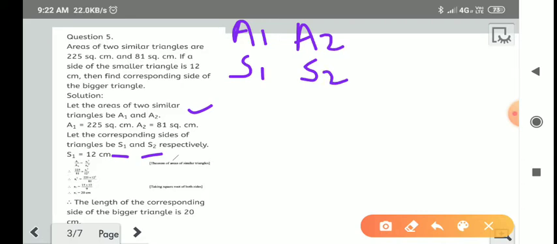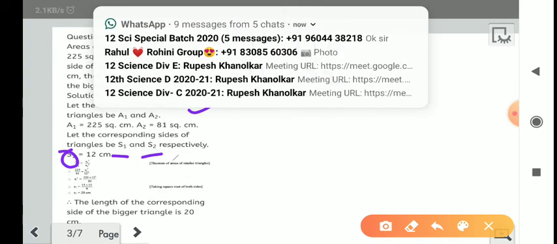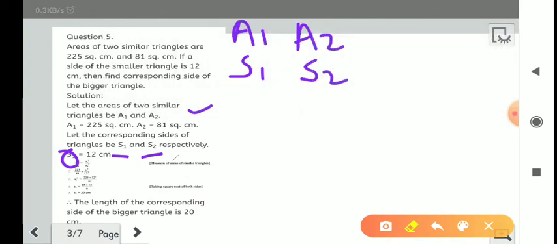Then here there is a printing mistake on the slide. S1 is equal to 12 is written here. It is not S1, it is S2. So here S2 is equal to 12 centimeter because the side of the smaller triangle is given and we consider the smaller triangle's side as S2. So this S2 is equal to 12 centimeter.